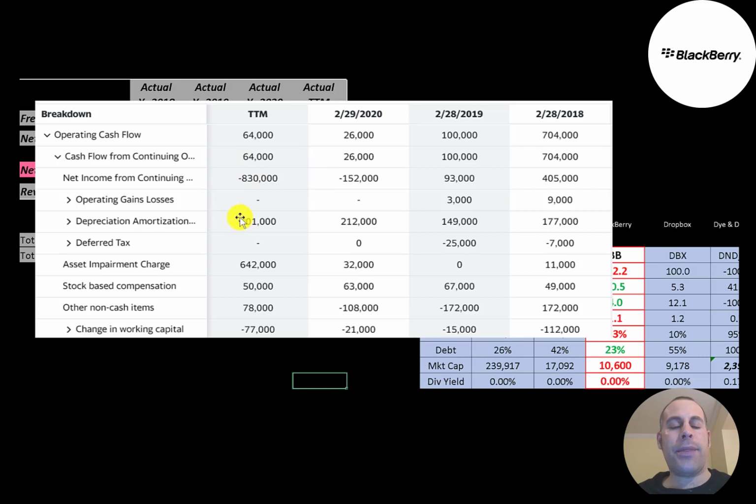Then you have to add back the non-cash items from the income statement. They had $200 million of depreciation. They also had $50 million of stock-based compensation, $78 million of other, and they had a $642 million asset impairment. This is when you decrease the value of an asset on the balance sheet and pass through the loss onto your income statement. So they seem to do really well in 2018, generating over $700 million of operating cash flow, but it's gone down quite a bit after that.